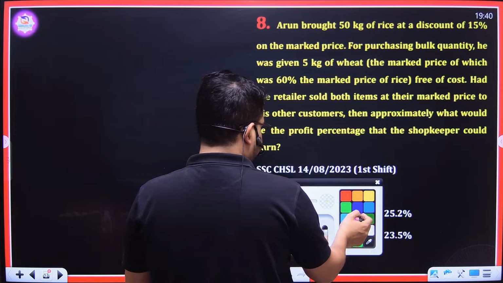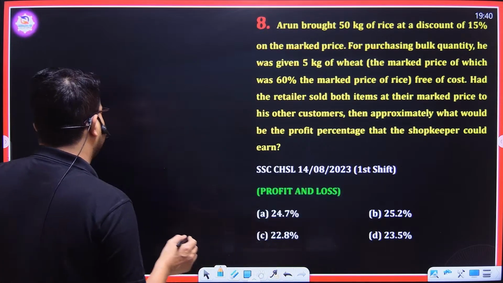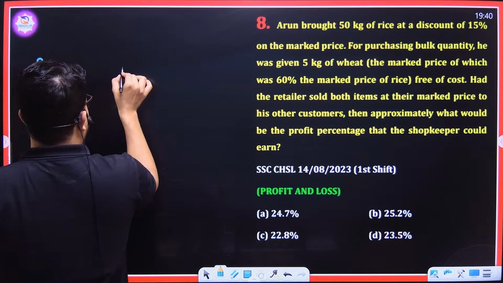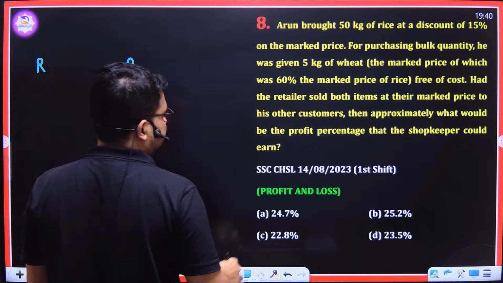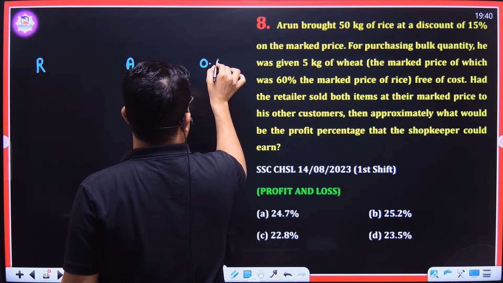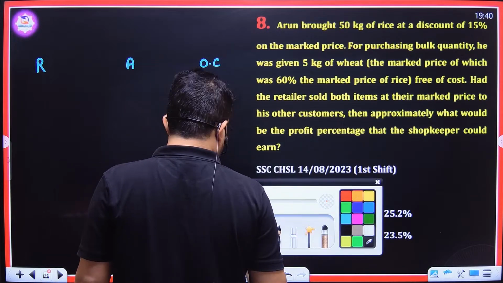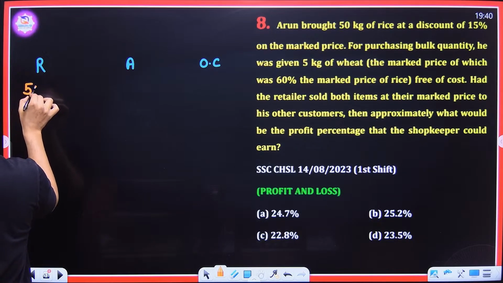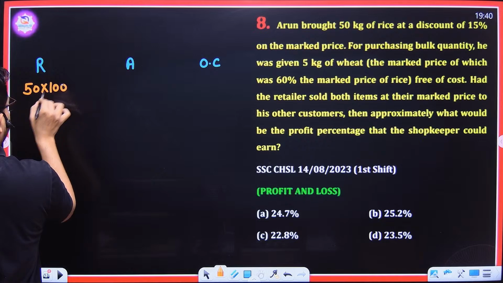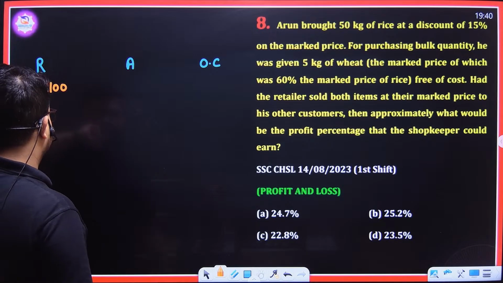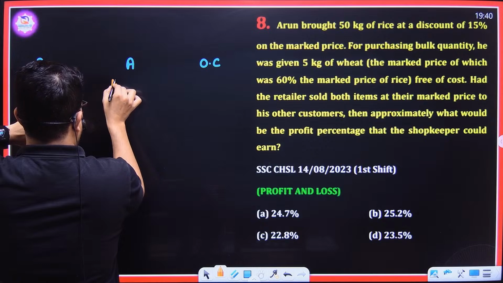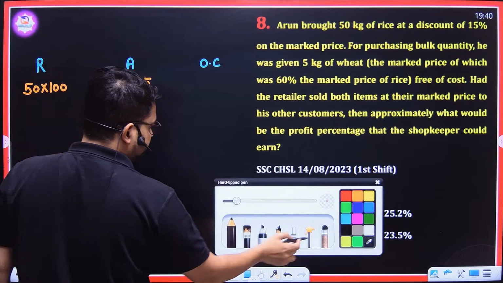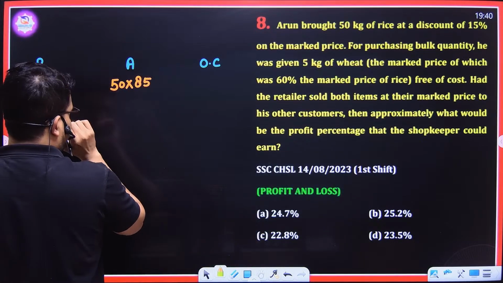This one was a pretty good question. See what we have. I will write R for retailer. I have Arun and I have other customer, I will write OC for other customer. Arun wants to buy 50 kg of rice. Suppose the MRP of 1 kg is 100. Arun got this at 15% discount, it means he will give only 85 of it. So 85 into 50 is 4250.